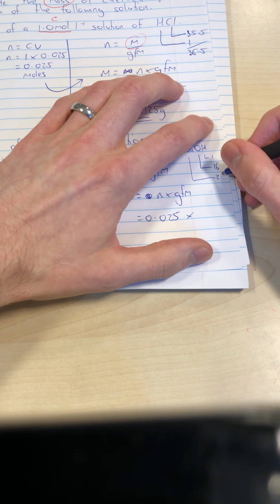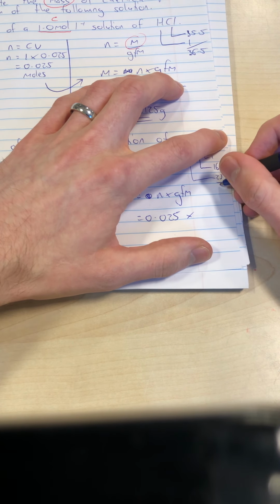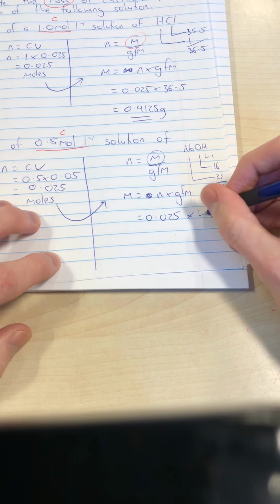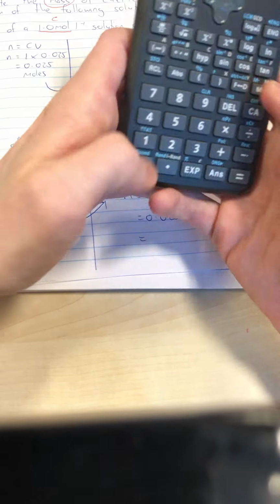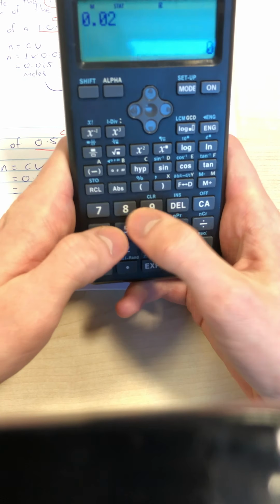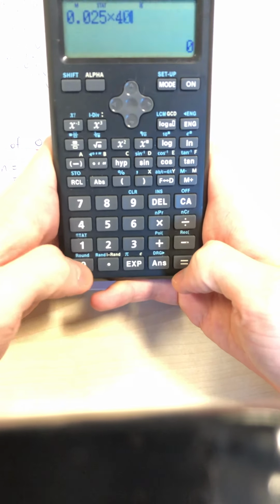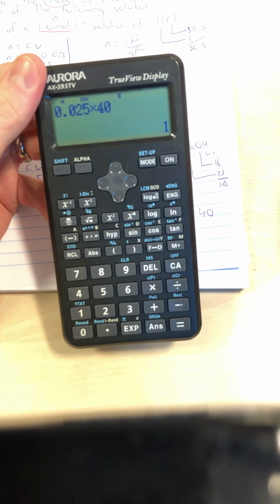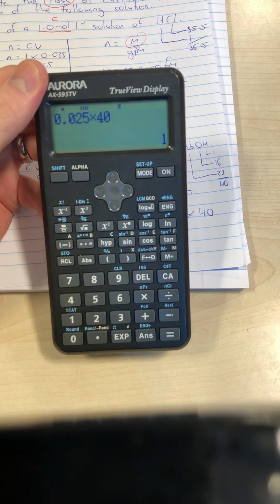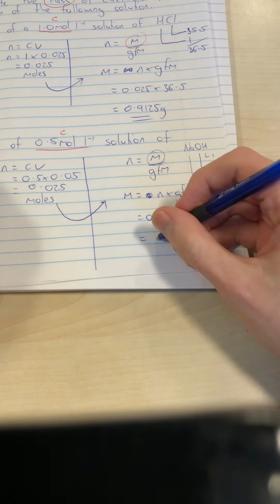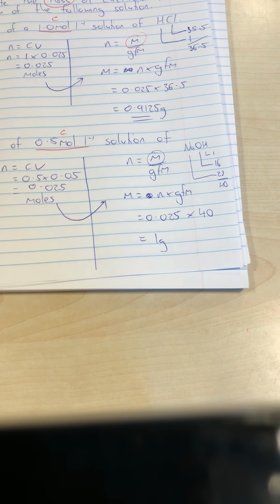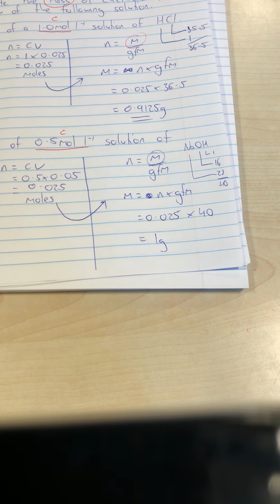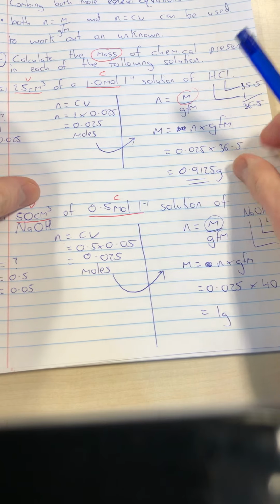And if we add all of that up, we get 40. So 0.025 times 40, we are getting 1. Yeah? 1 gram. And that's it.